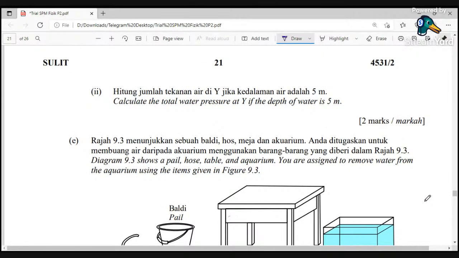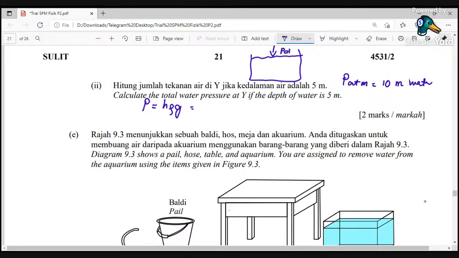Okay, part 2. Calculate total water pressure at Y if the depth of water is 5 meters. Okay, so pressure equals H rho G. Atmospheric pressure just now was already given as 10 meters of water. So for the total pressure of water at a certain depth, this is the level of water.